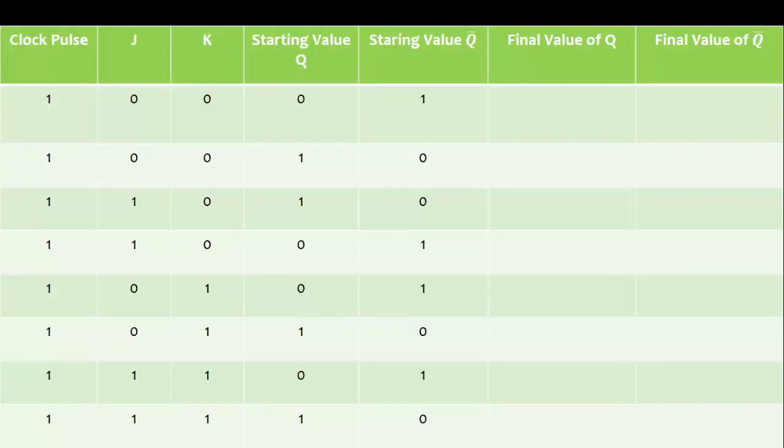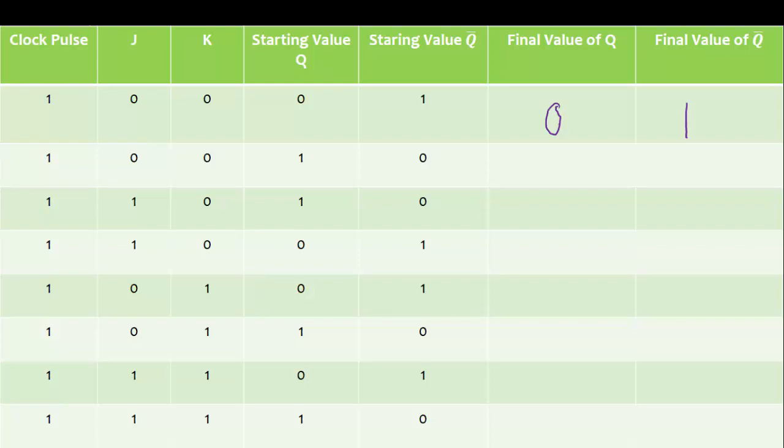So looking here, we have the starting value of Q and not Q. We said when J and K are both 0, Q and not Q remain unchanged. So here, the final value of Q would be 0. The final value of not Q would be 1. And you can go back and we ran all of these. So if you'd like to rewind, feel free to do so. I encourage you to do so.